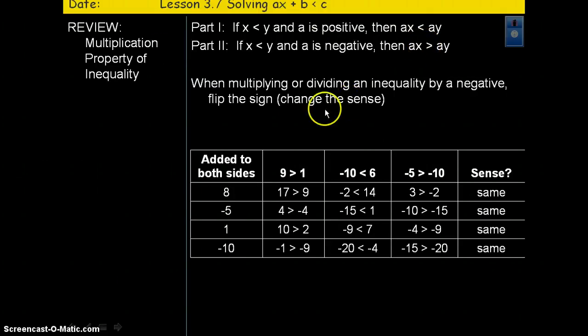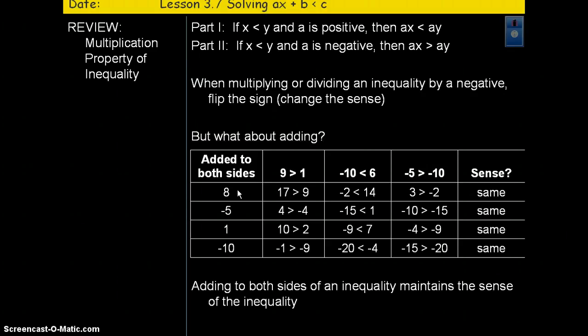What happens if we were to add to both sides? Considering the idea of positives and negatives, adding 8 to both sides of an inequality appears to maintain the sense of the inequality. Adding -5 to both sides also appears to maintain the sense of the inequality. Same thing with 1, same thing with 10. It doesn't seem to matter what value we add, the inequality holds to be true.